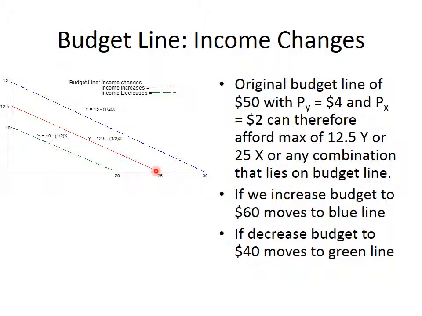Now, what that means is that this is the maximum Ys I can buy minus what do I sacrifice? Let's look at this. The price of Y is $4. The price of X is $2. That means for every X I get, I have to sacrifice 1/2 of a Y. Every Y that I sacrifice is going to get me 2 X's.